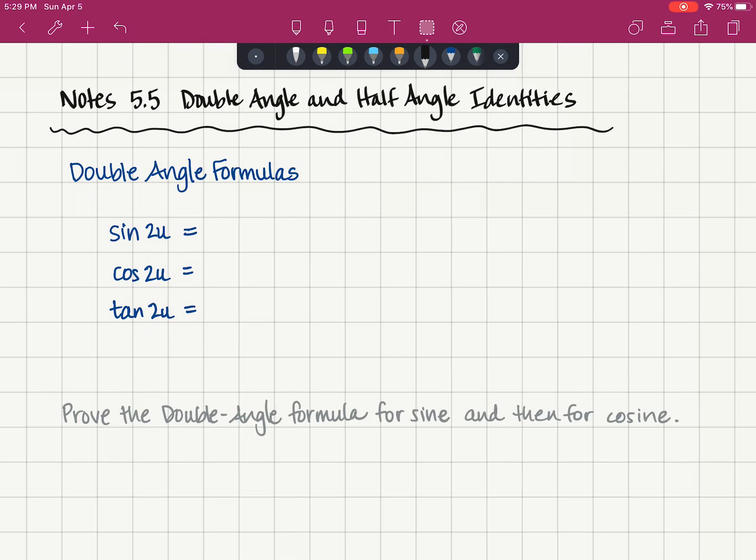We're going to learn the double angle formulas for sine, cosine, and tangent in these videos. We'll do half angle identities also in another set of videos. It's a lot to take in. I can throw them all at you, but I want to work with just the double angle formulas first and then move on to the half angle formulas.